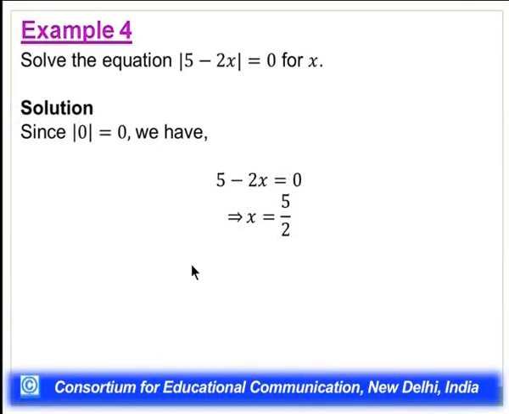The next equation is absolute value of 5 minus 2x is equal to 0. Now, because we have a 0 on the right hand side, the way to think about this equation is that it's only the absolute value for 0 which is 0. So therefore, the expression that lies inside the absolute value sign must also be 0. Therefore, we have that 5 minus 2x is equal to 0, and therefore this implies that x is equal to 5 by 2, and that is our solution.